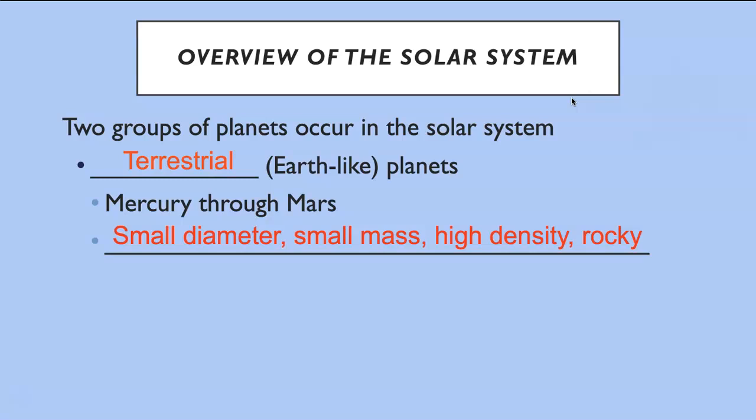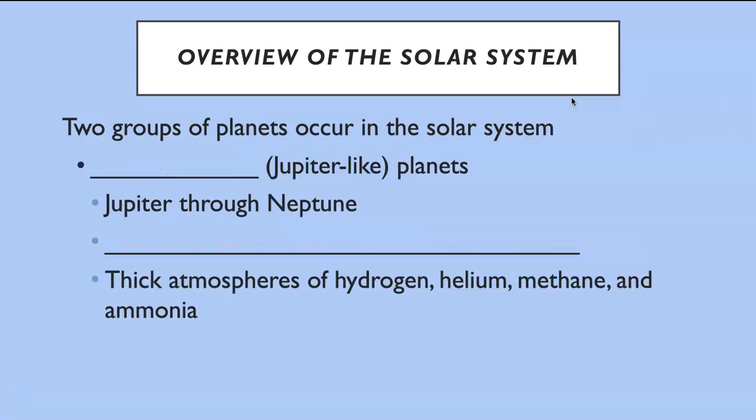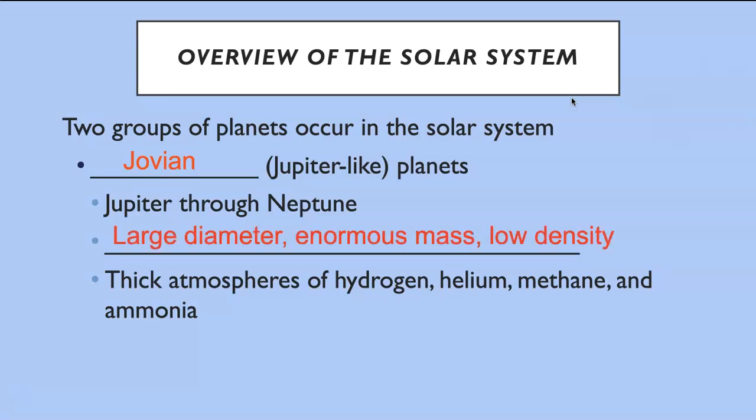So the terrestrial planets are small in their size and their mass. They're high density. They're compact because they're rocky. On the other hand, the Jovian or Jupiter-like planets are large, have enormous mass, but have low density because they're so huge, and they're mostly made of gases. So there's a big difference between these two groups of planets.